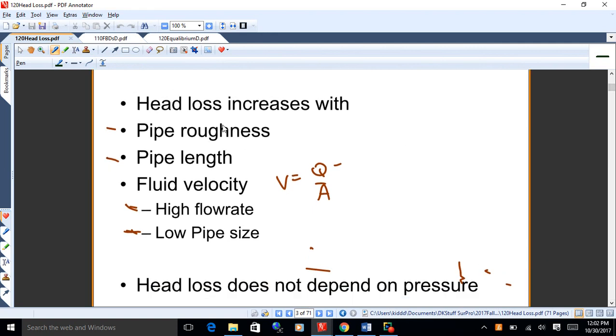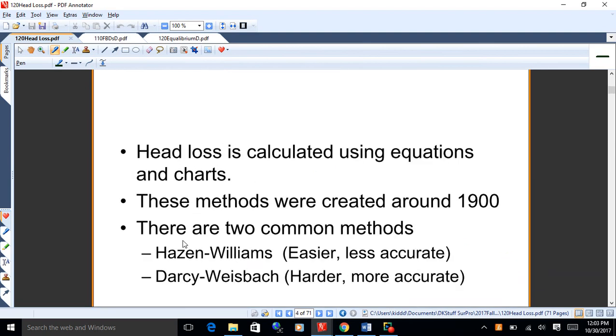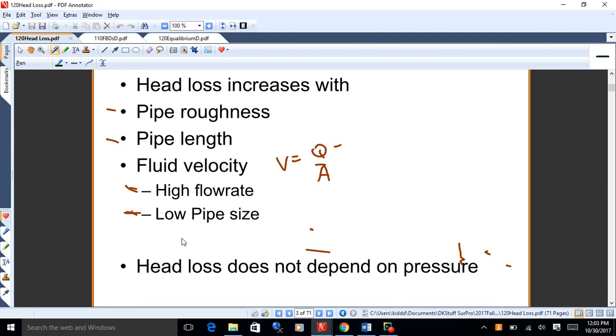All right, so head loss depends on how rough the pipe is, how long the pipe is, and how fast the water's moving. Keep in mind that fast water velocity, or high water velocity, can be caused by a high flow rate or a low pipe size or a combination of both. Now, head loss is independent of pressure. It doesn't depend on that.